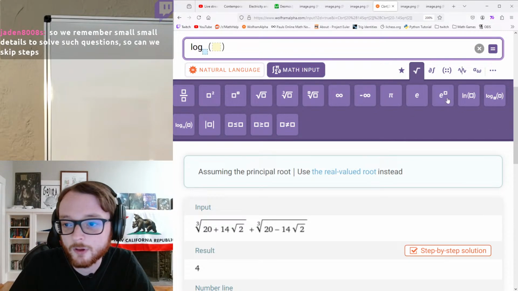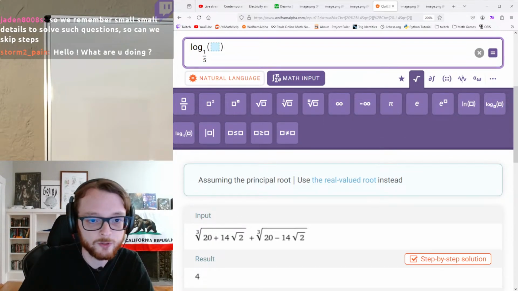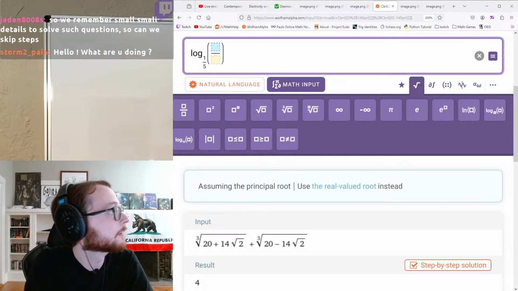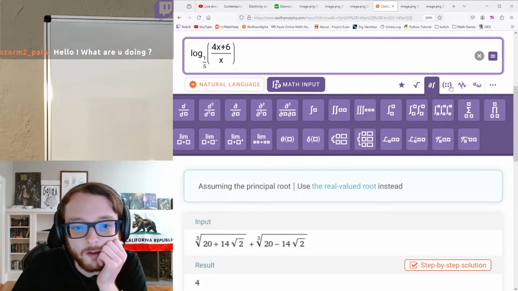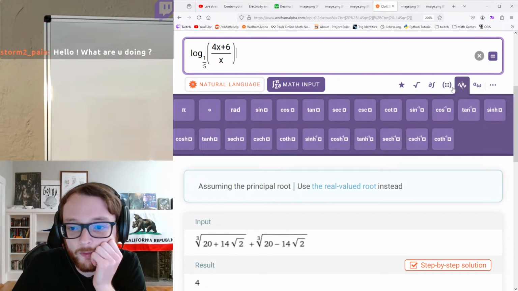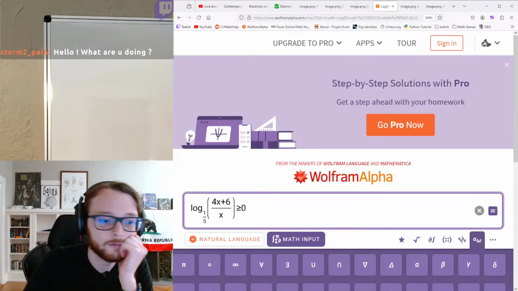Hey Storm, there's quite a few questions just from people in chat, so I'm working through them. We were just getting to the end of this inequality here, where this thing is greater than or equal to 0. And I think I found a decent way to solve it.